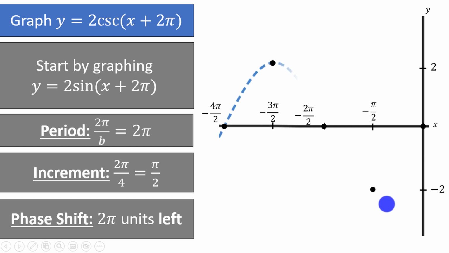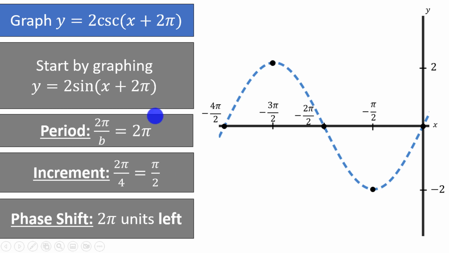If we connect the dots, we will have the graph of y equals 2 times the sine of x plus 2 pi. Now something that you could have noticed if you were clever is that adding 2 pi to the inside of the sine function does not actually change the function. The period of sine is 2 pi, so if you just add 2 pi to the argument, that's not going to change the function. So this would be the exact same function as y equals 2 times the sine of x, without the 2 pi added.